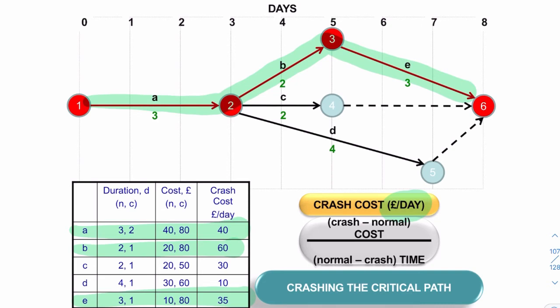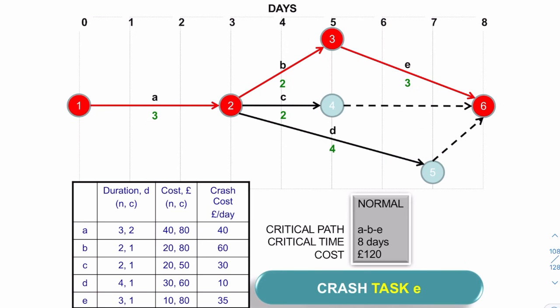So which of those should we be crashing? It costs £40 per day to crash A, £60 per day to crash B, and £35 per day to crash E. So it looks like E is the cheapest to crash. So that'll bring this activity to there. It means we'll have our wedding ready in 7 days instead of 8. Okay, so we choose to crash task E simply because E is the cheapest to crash.